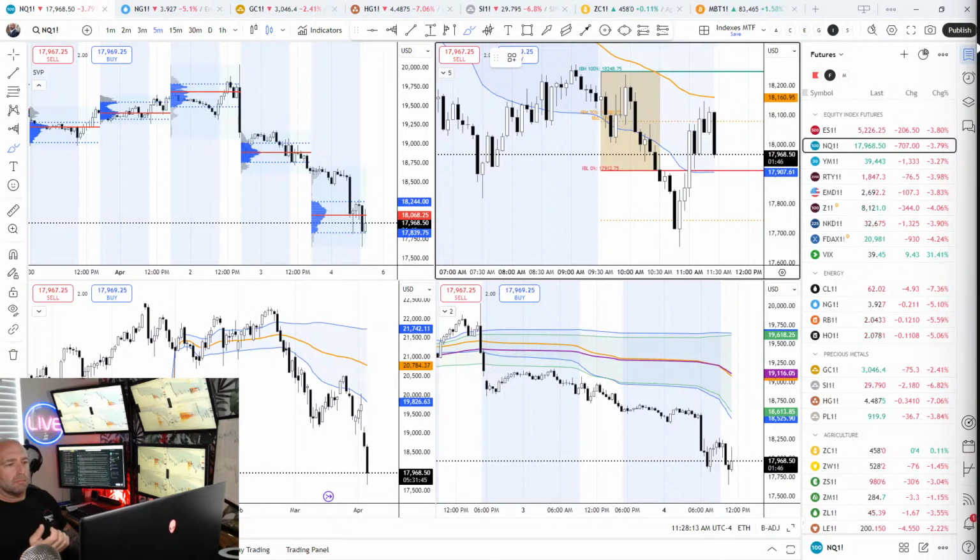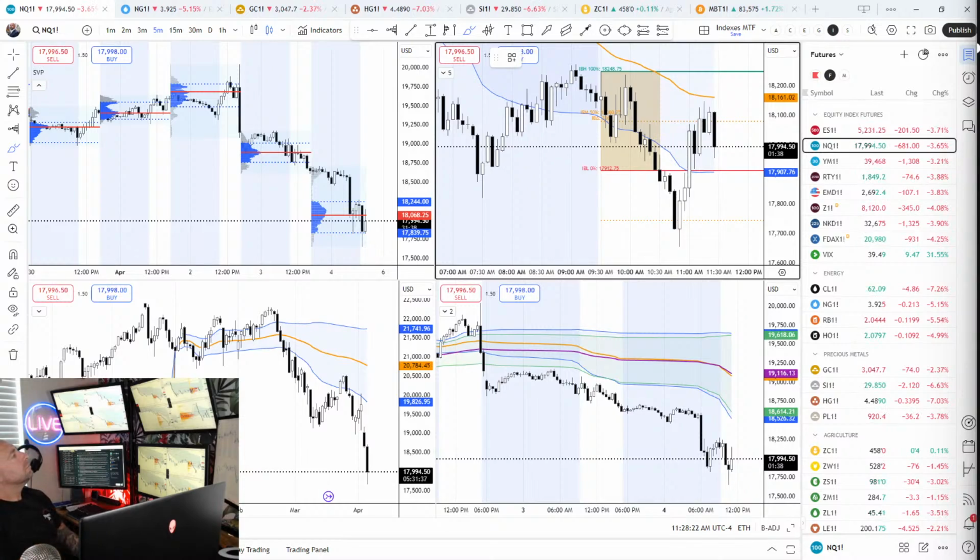Treasuries hold gains after Powell comments on tariffs impact. Corn still holding. Price discovery to the upside.